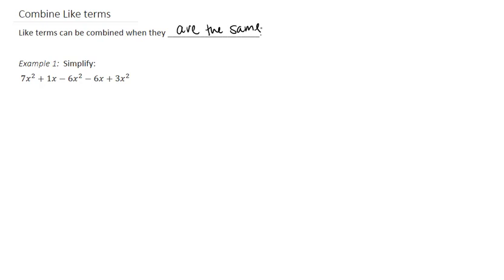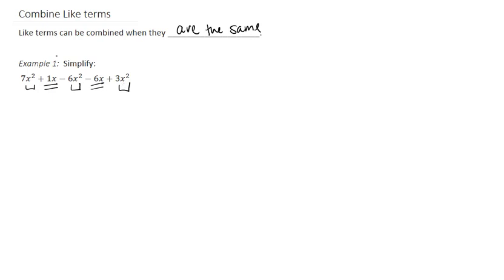So what we need to keep in mind is when we say they are the same, it means that when we have a variable like x squared, the other one can be combined when it also has an x squared. So as you can see, we have 3 terms that are x squared. Those can be added together. Next, we just have x, and then we have 2 of those. So those can be combined together.